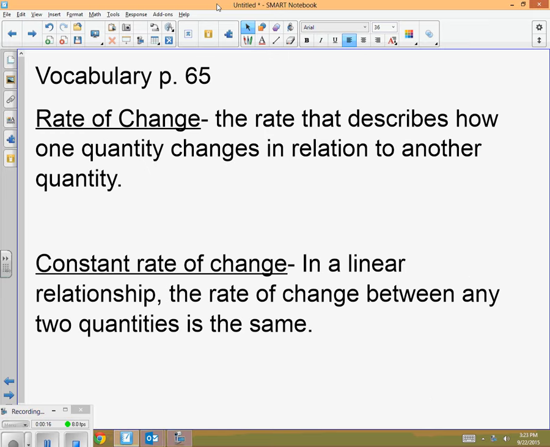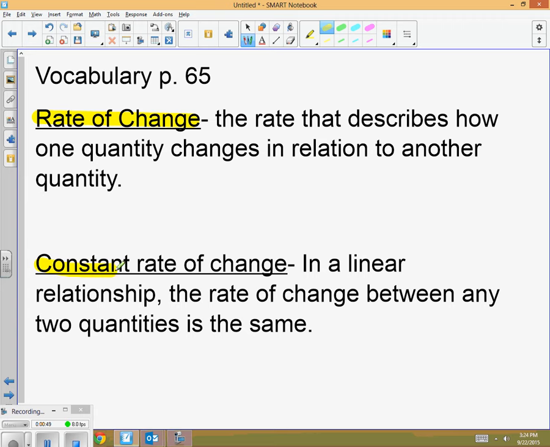To begin, I'd like to introduce some vocabulary words to you for this chapter. The first one is rate of change, and this phrase refers to the rate that describes how one quantity changes in relation to another quantity. So we are going to be comparing two different items. Sometimes it will be distance over time. Sometimes it will be price per hour. Those are some examples of different quantities that we'll be comparing.